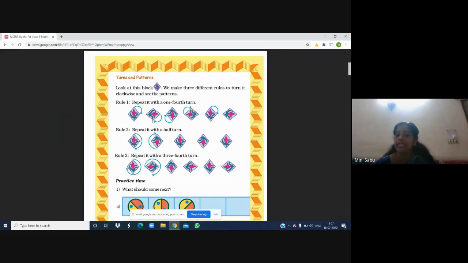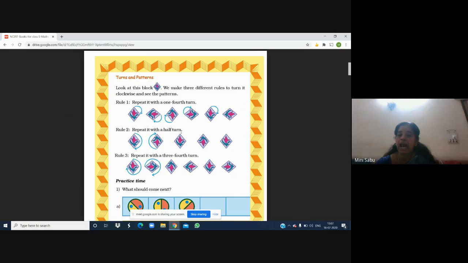1/4 turn means 90-degree turn. That means this petal which I am showing you will come here in this place. Now this petal will come at this place. Then this petal will come at this place. Then these two are the same, then these two are the same. So after 4 turns, it will come to the original position. We can make the turn anti-clockwise also, in the opposite direction, but here it is clockwise. Got it?